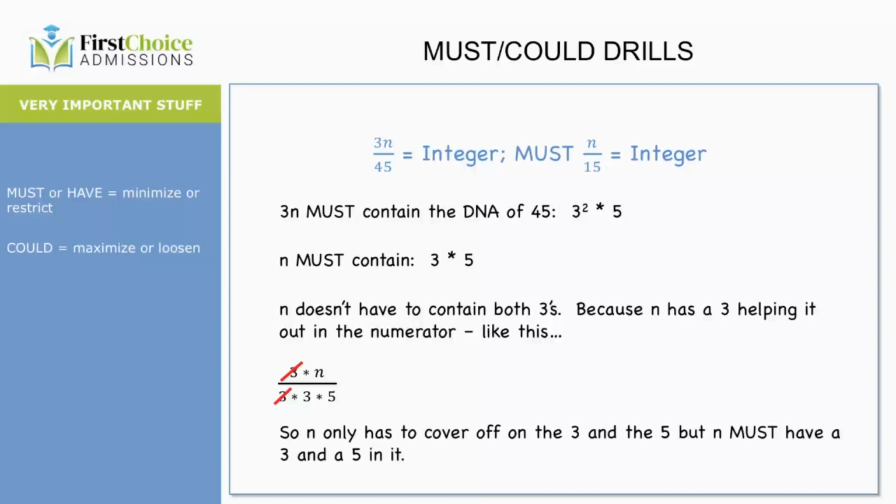Could n have a lot more DNA in it? Sure, but it must have a 3 and a 5 in it. Must n over 15 be an integer? Yes, it must, because when we minimize the amount of DNA that n must have, it still had a 3 and a 5. Let's take a look at another example.